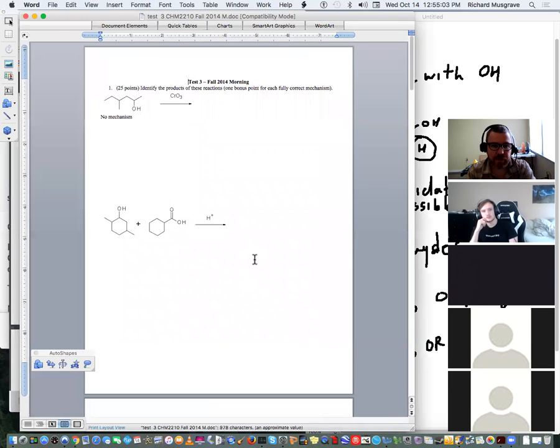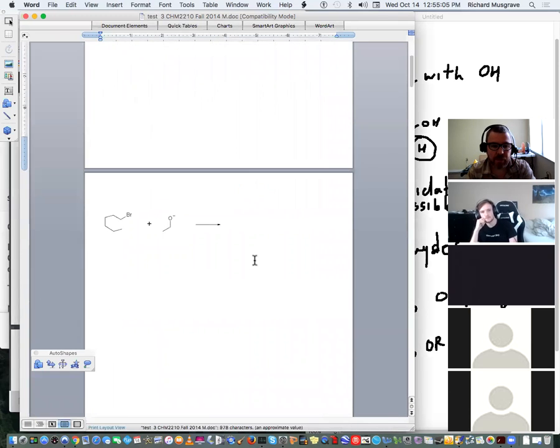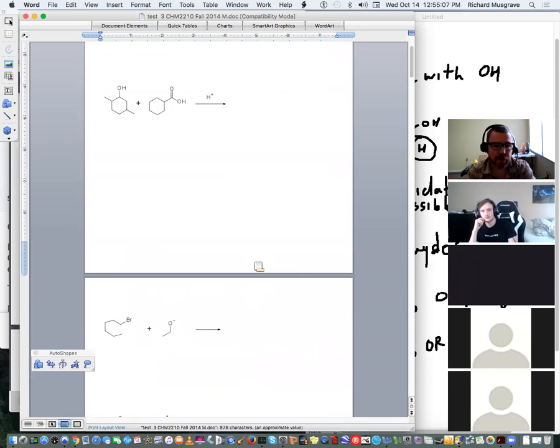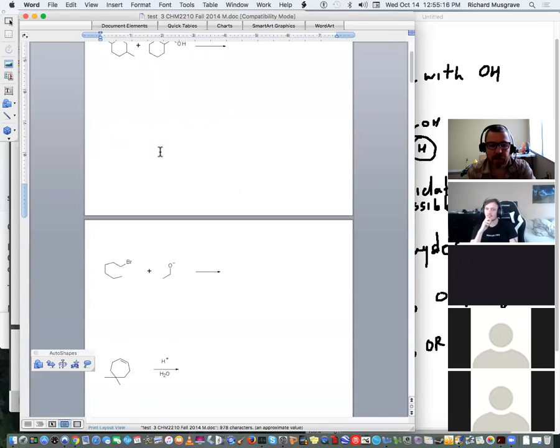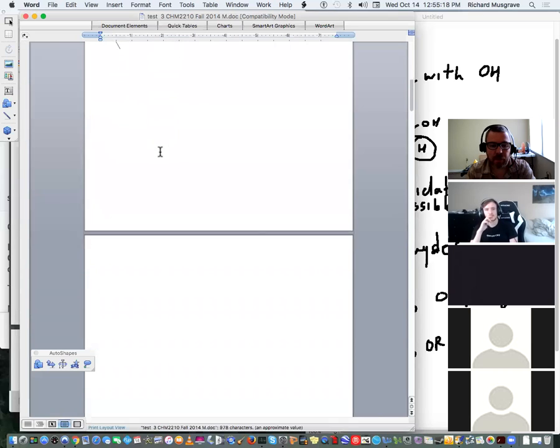So in test three, there are going to be certain reactions. You'll notice that there's spaces underneath all these. You can get a bonus point for each fully correct mechanism you do. And these are the ones that would be optional.